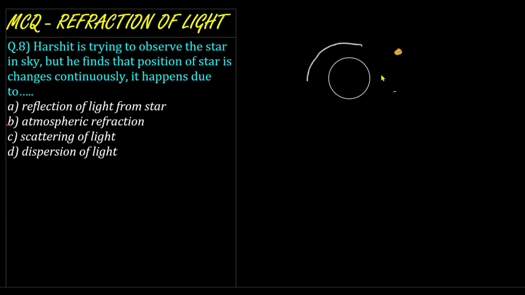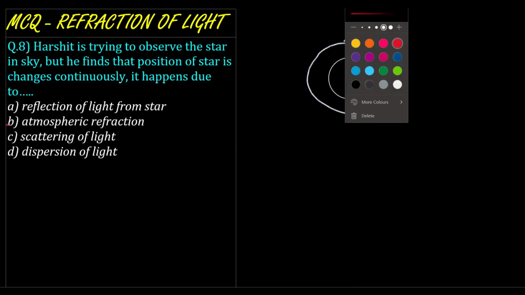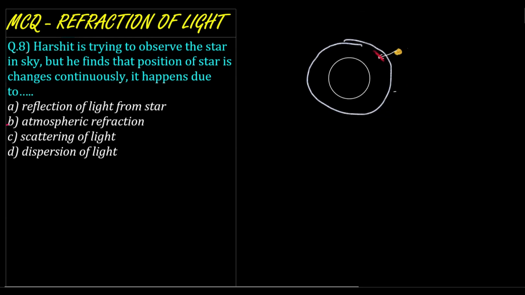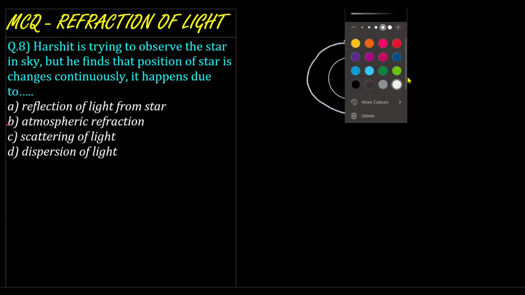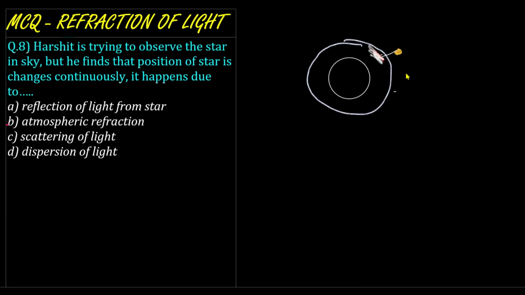This is the air surrounding the earth, the atmosphere. As you know, the ray of light, as it enters the earth's atmosphere, passes through air of different densities. Moreover, the density of the air through which it is passing keeps changing because of changes in temperature and other physical conditions.